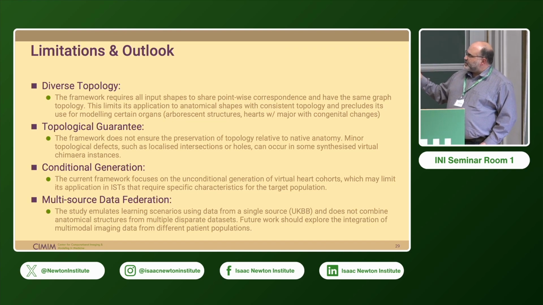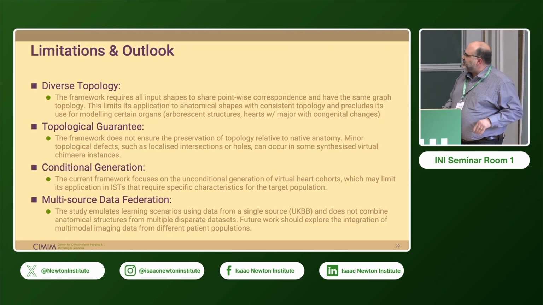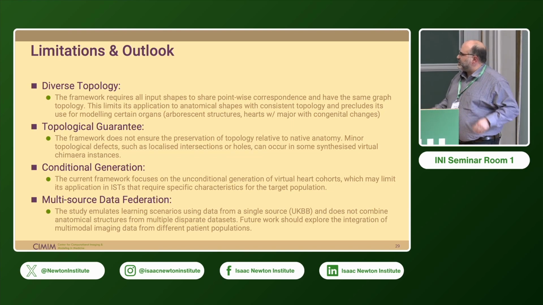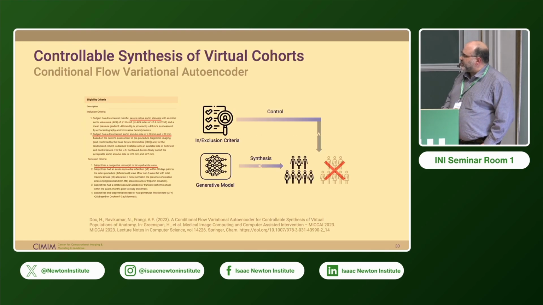So, limitations of this work: you need to have a fixed topology. So this doesn't work for arborescent structures or when you have, for instance, congenital changes like the ones that David was talking about yesterday, from some of these kids that are born with transpositions and others. We cannot ensure the topology; in principle, we haven't observed that, but there is no guarantee of topology. We don't have conditional generation, and also, although we have shown how to do multi-source data federation, we are at the moment doing some much further experiments.